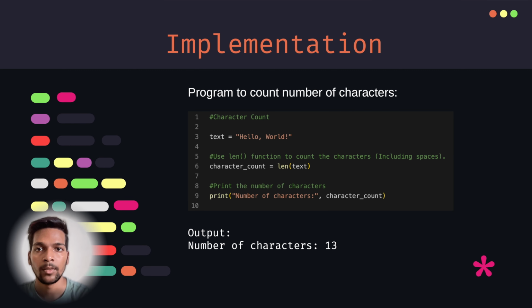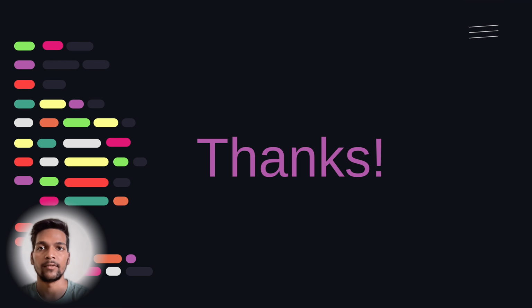Now let's see the program to count the number of characters in a file or a string. So I've stored the string hello world in the text variable, and then I've used the len function, which calculates the length of a string as an integer, and stored it in a variable called character_count, and then I've just printed the number of characters, and that's it. It's as easy as that. So we are done with the program to count the number of characters and file operations as well.